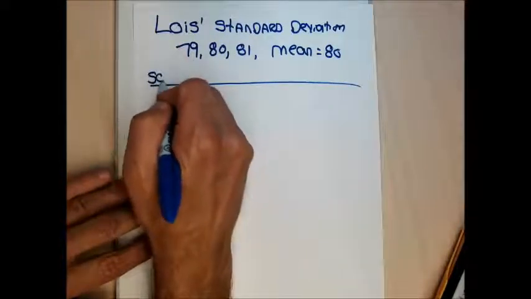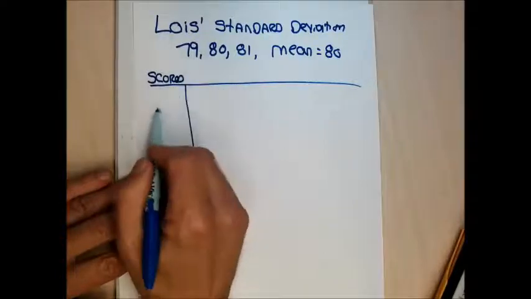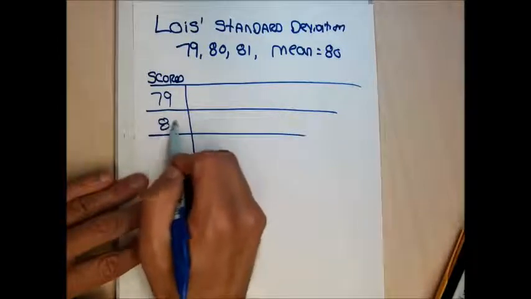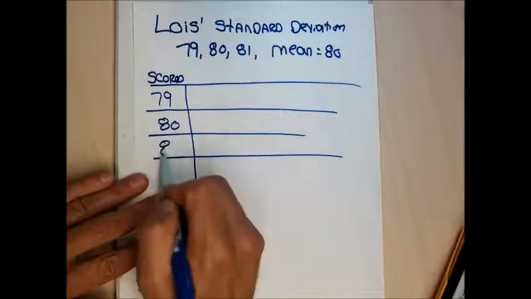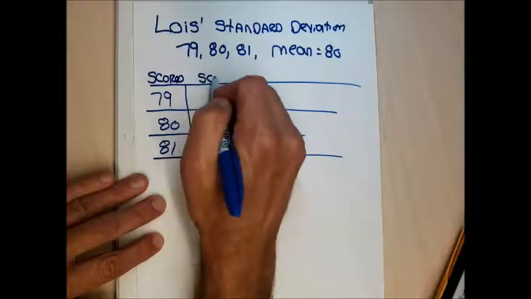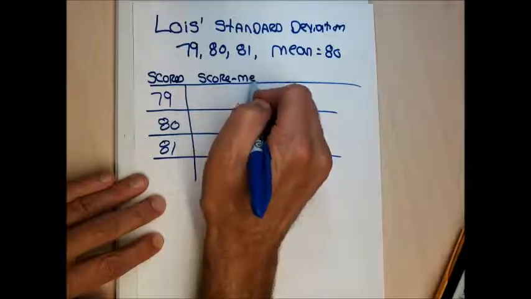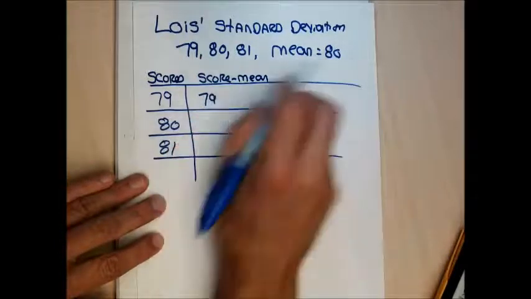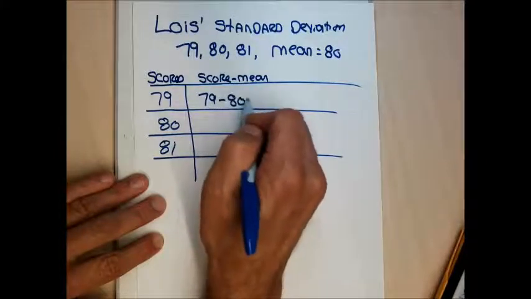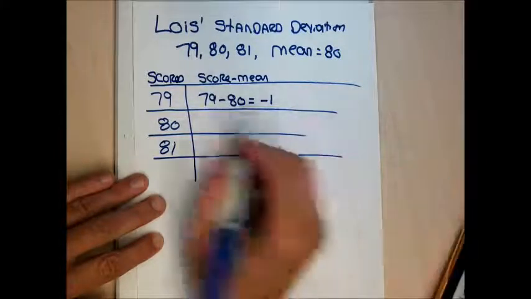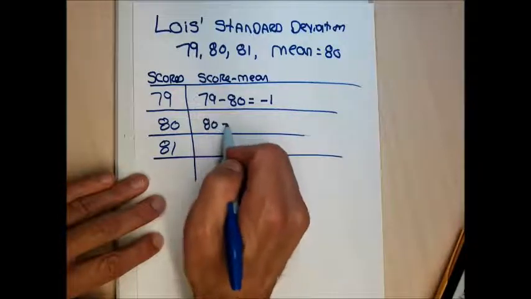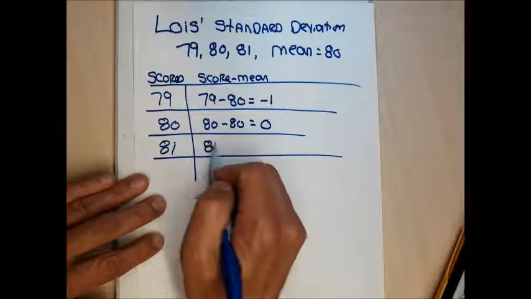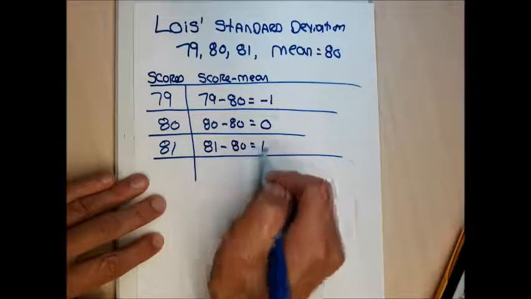I'm going to make 3 columns. The first column is going to be the scores. Lois's scores were 79, 80, and 81. Second column, I'm going to do the score minus the mean. So I'm going to go 79, which is a score, minus the average that we figured, 80. It's going to give me negative 1. And then I'm going to do 80 minus 80. That's going to give me 0. And then 81 minus 80. That's going to give me 1.